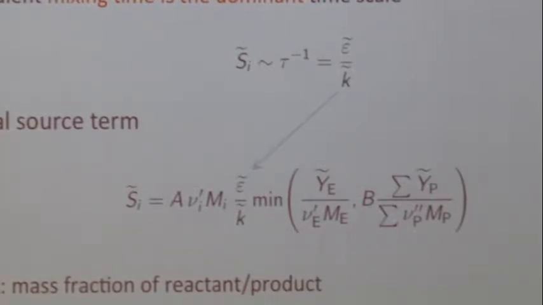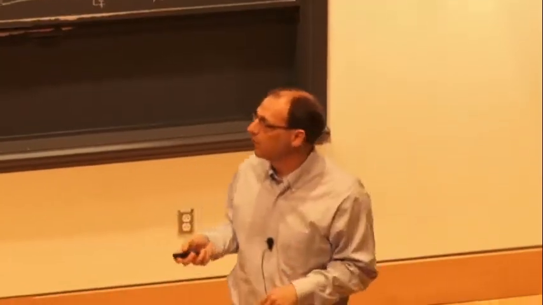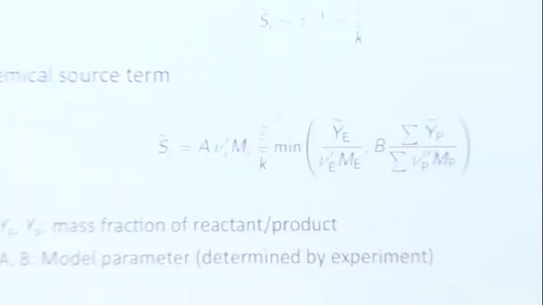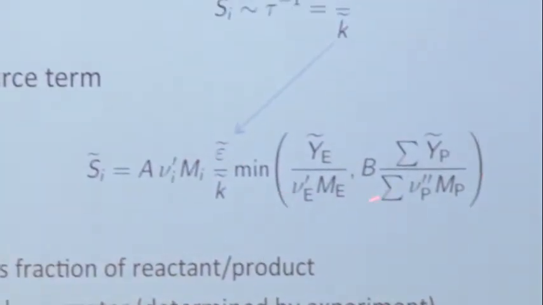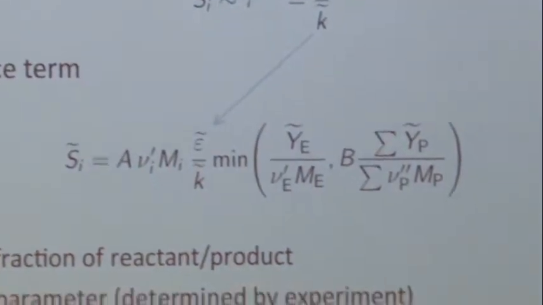So the idea is, if you have no fuel, you won't have heat release. If you have no oxygen, you won't have heat release. And if there's no product, same thing. Then it can't ignite. You don't have heat release. And so you always evaluate all three, and you take the smallest one of these, and that gives you the reaction rate. Okay? Now, same question again.